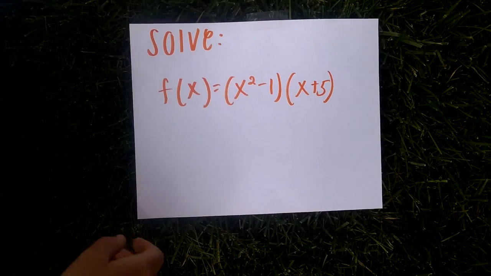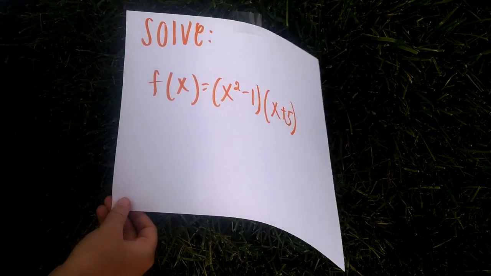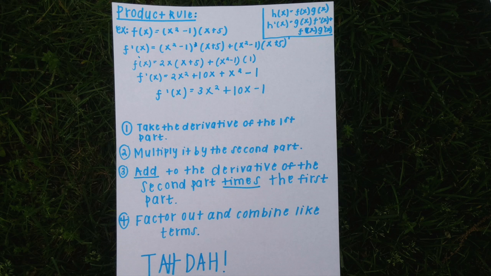I know what we need to do here. We must have to use product rule. Product rule is used when you have two functions that are multiplied by one another. To find the derivative, you're first going to have to take the derivative of the first function times the original second function plus the original first function times the derivative of the second function.